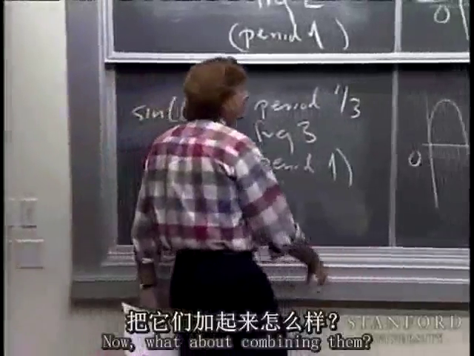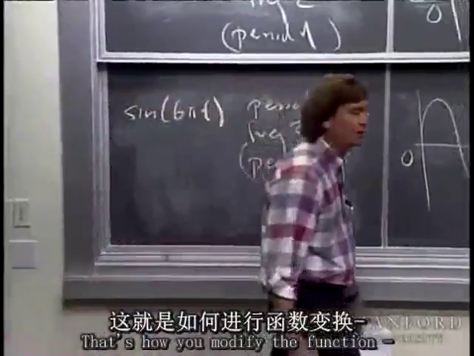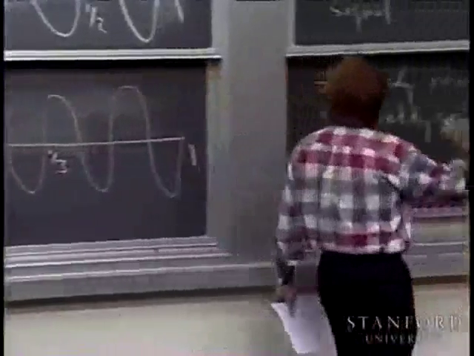Now, what about combining them? So that's how you can modify, and you do the same thing with cosine. That's how you modify the function. One period, many frequencies.